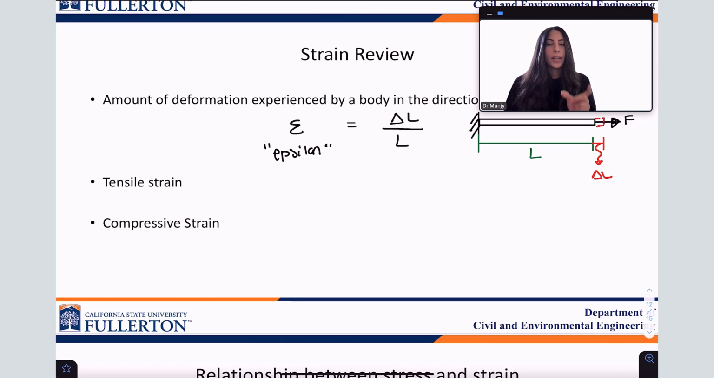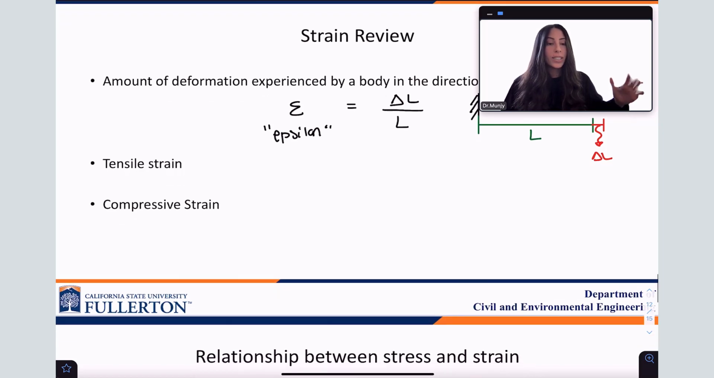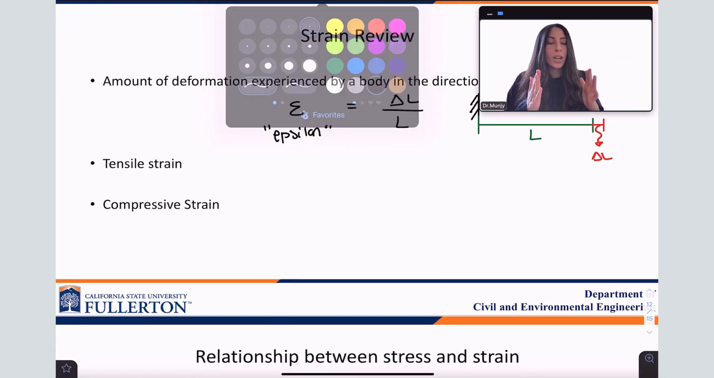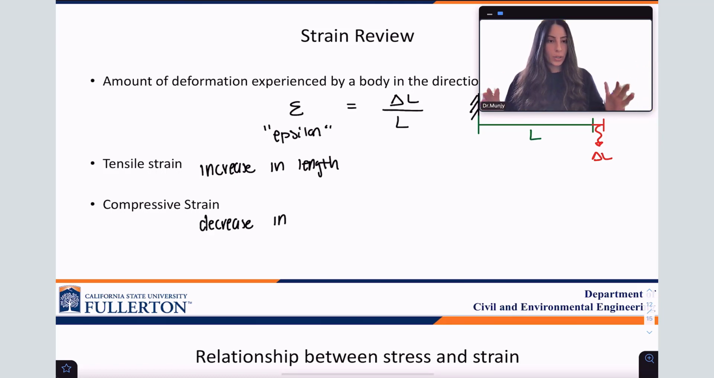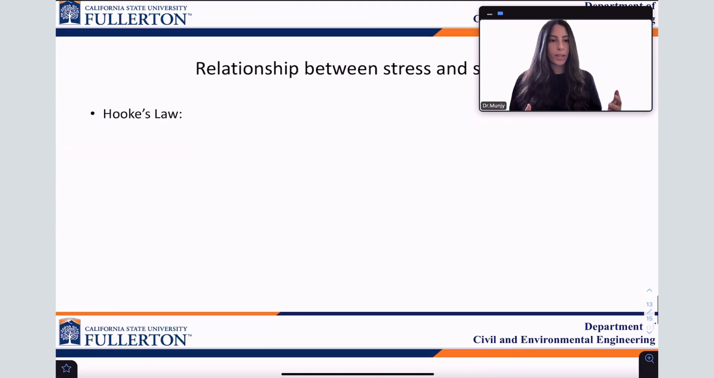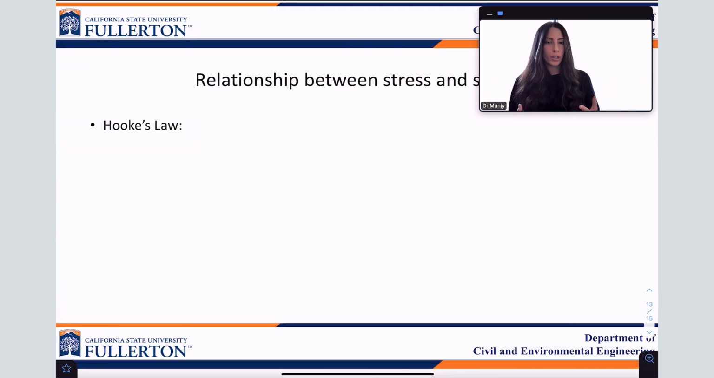Okay, we can have tensile strain or compressive strain, right? This example is tensile strain. How do we make this compressive strain? Instead of pulling on the element, we push on the element. Instead of it getting longer, it will get shorter. So tensile strain means we're pulling, it's an increase in length. Compressive strain means we're pushing, decrease in length. Okay, so both of these can be tensile or compressive depending on if you pull or you push.